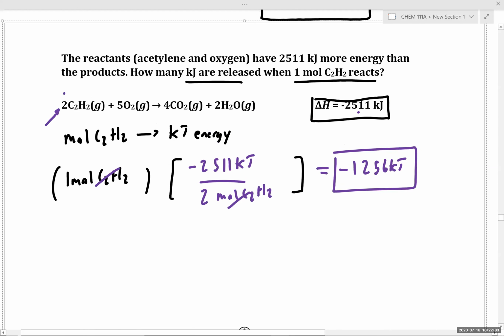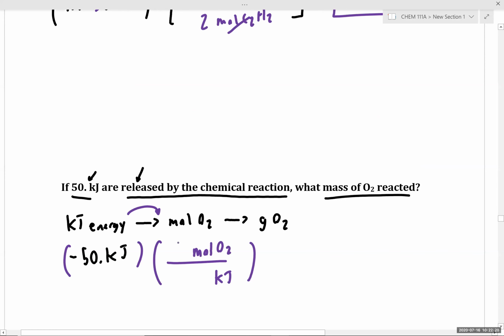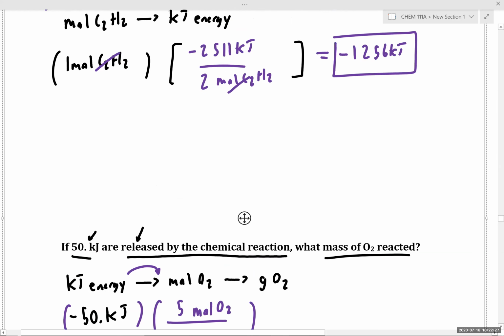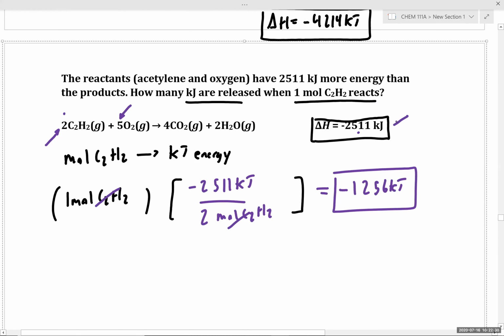Looking at our equation, how many moles of oxygen are reacting in this thermochemical equation? 5, exactly right. So we put a 5 up here for our moles of oxygen. Moles of oxygen is on top because we want to convert to moles of oxygen. In terms of energy released by this exact equation, where 5 moles of oxygen react, how much energy is released?